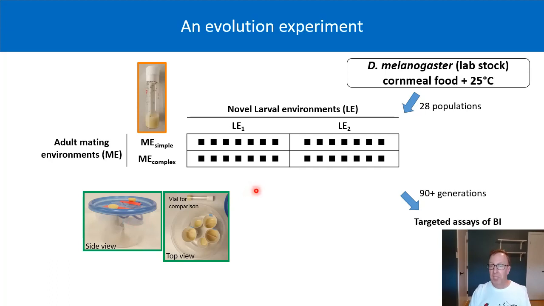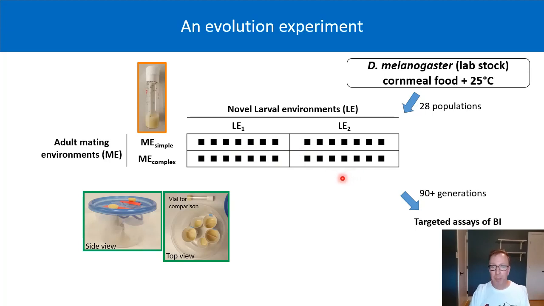We know from previous experiments that populations have adapted to these different novel larval environments. We also know that these mating environments alter sexual interactions. Mating rates are much higher in the simple environment than in the complex environment, for instance. And we know that populations have evolved in response to these mating environments. For instance, males from the complex environment have evolved to be less harmful to females than males from the simple mating environment. So we can gain insight into how these larval and adult environments affect the evolution of behavioral isolation by doing mating trials among different pairwise combinations of these populations to assay behavioral isolation.